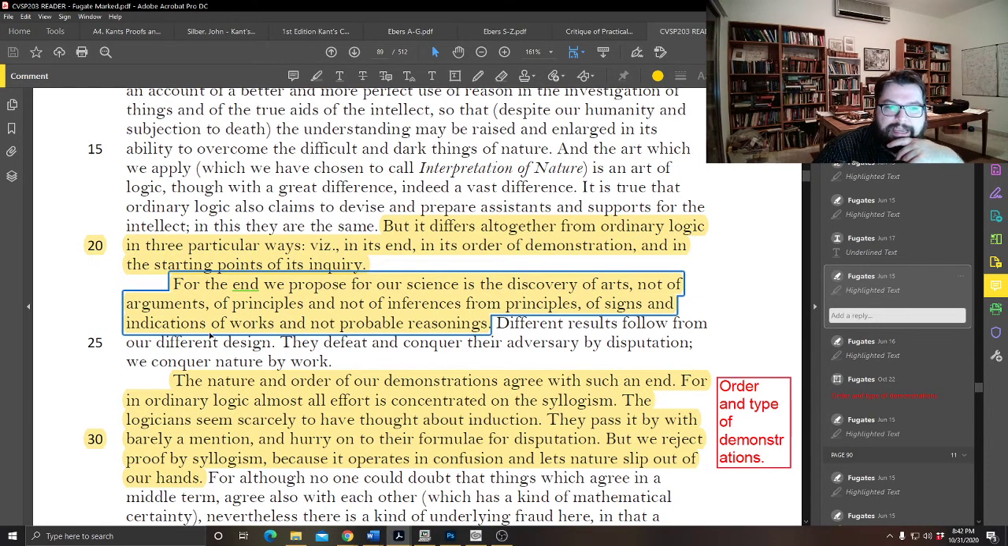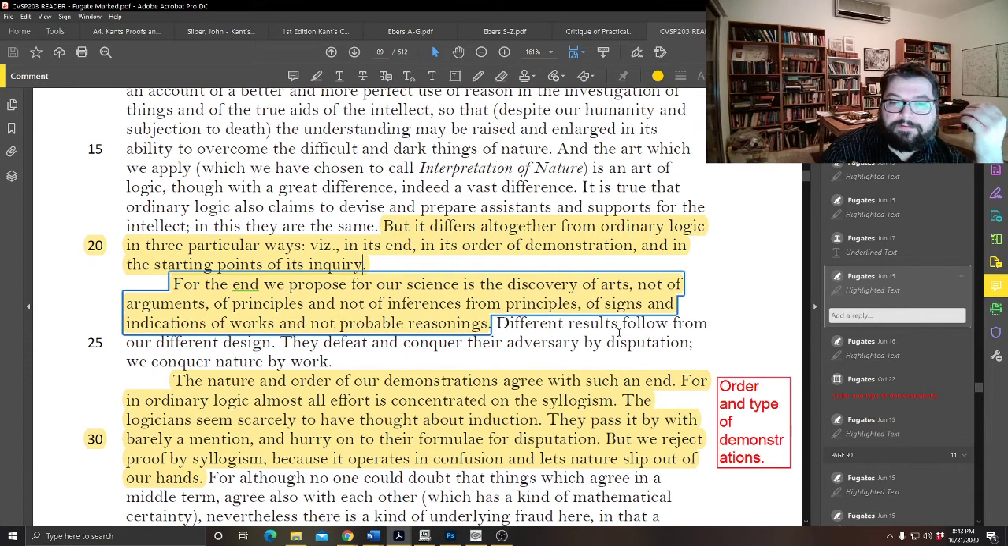Our goal is signs and indications of works. What is a sign and indication of works? It means when your scientific theories actually produce results, when you can actually make more healthy food, larger food, you can cure people, you can create technologies. Those are signs, indications. Those are the criteria for a good theory, that it has fruits. So our end is the signs and indications of works, not simply reasonings that might or might not be true.